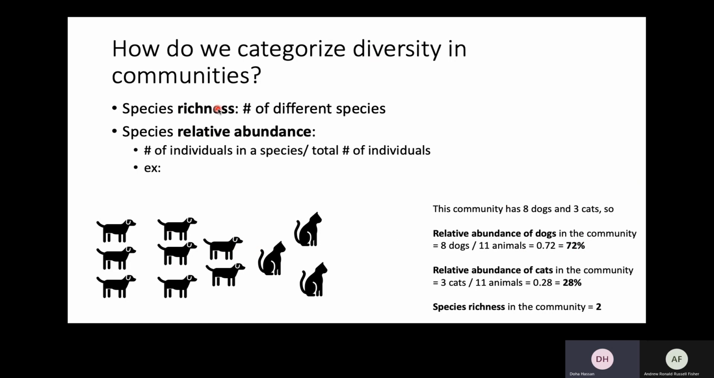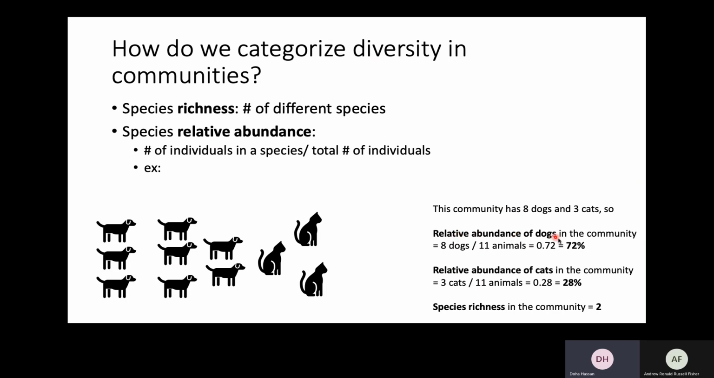That one's pretty easy. Now, let's talk about the species relative abundance. So the relative abundance is the number of individuals in a species divided by the total number of individuals. So let that sink in a little bit. It's not super complicated. It's just the wording that might make it tricky, which is why I have an example. So in this community, you have 8 dogs and 3 cats, right? So the species richness we already said was 2, because you have dogs and cats. But what is the relative abundance of each of these species?